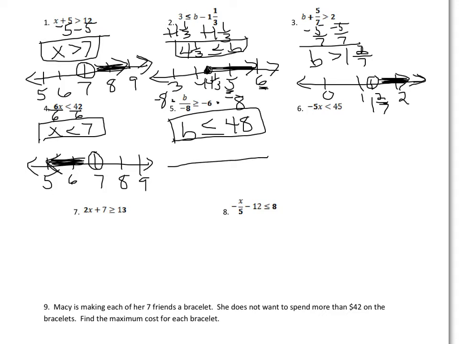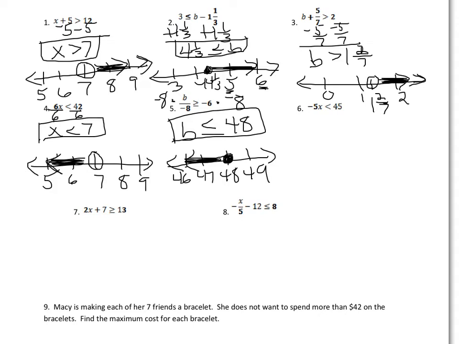Okay, so then when we graph that on a number line, we would have like 46, 47, 48, 49. All right, and then it's or equal to, so it's a closed circle on 48, so we're going to fill that in, and b is less than or equal to that, so we're going to do an arrow to the left.